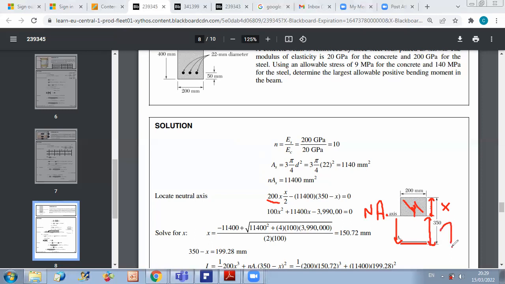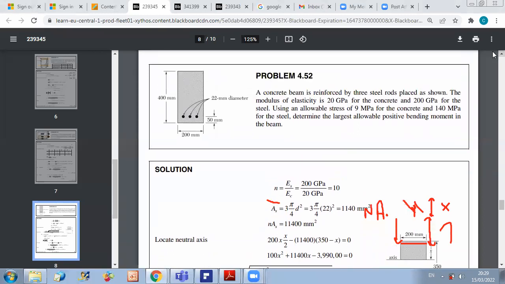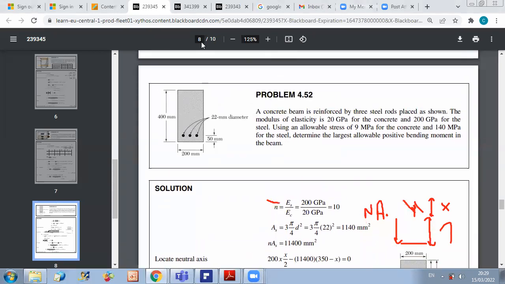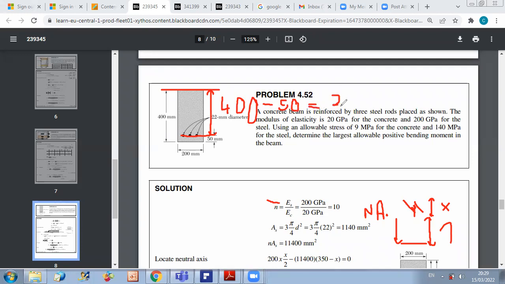To determine this distance, let us go back to our figure. As you can see in the figure, you just take d to be the distance from the top level to the center of your steel rods. So these are your steel rods. The center line of your steel rods is at 50 millimeter from the bottom. So it's at 400 minus 50 from the top. So this distance is 400 minus 50 equals 350 millimeter.